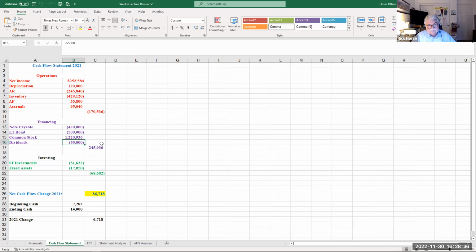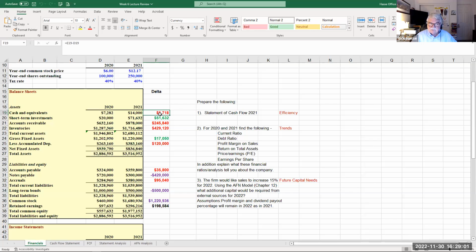And at the same time, they also had a deficit of $55,000 of cash as dividends. So they had a positive cash flow of 245,936 after they sold those 150,000 shares of stock to the market, paid off some old debt, paid off dividends, met the obligations of operating and investing cash flow or negative cash flow, and they're left, voila, with $6,718. Exactly what the delta is between cash for 2020 and 2021.